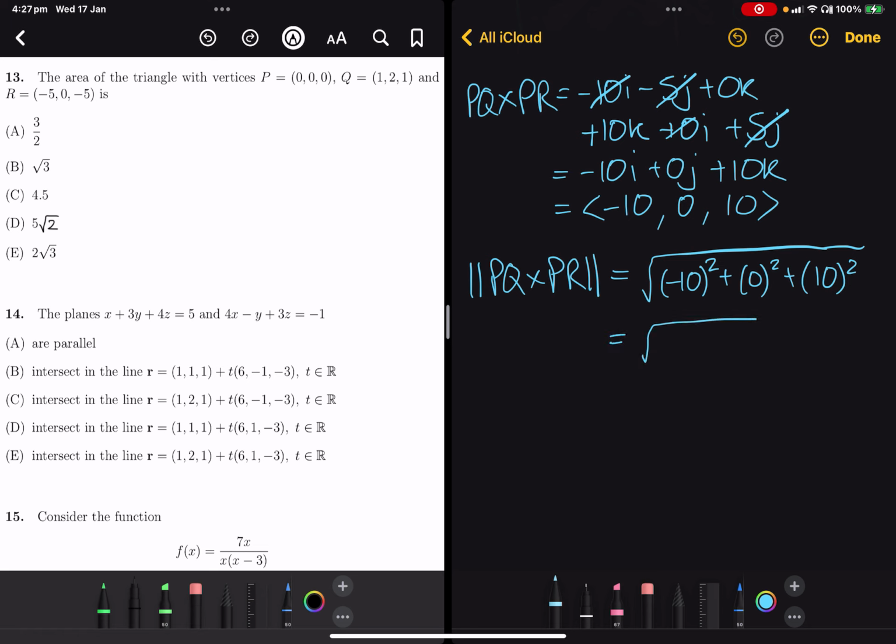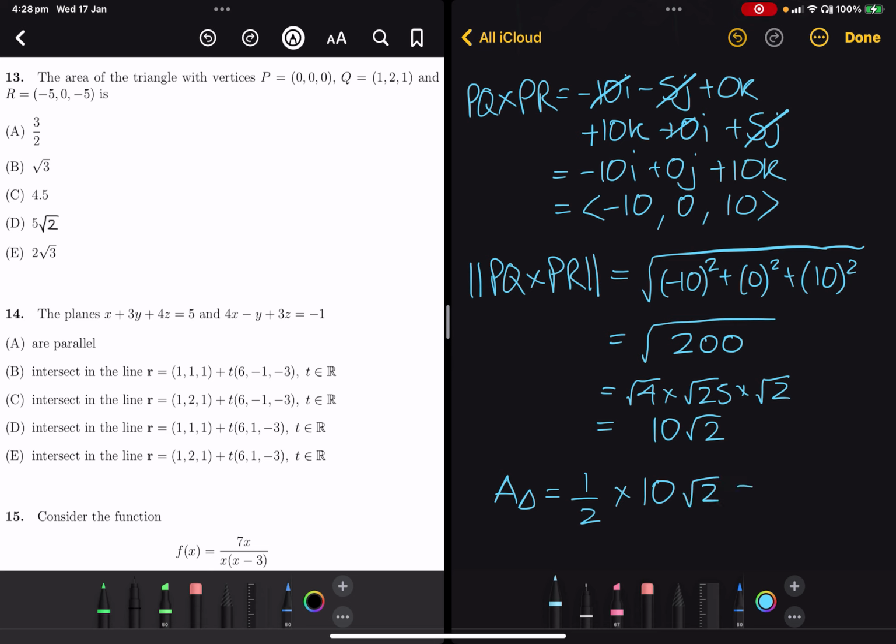So this is equal to the square root of 200. This becomes, let's see, square root of 4 times square root of 25 times square root of 2, because 25 times 2 is 50, 4 times 50 is 200. Square root of 4 is 2, the square root of 25 is 5. 2 times 5 is 10, so this is 10 root 2. Now the area of the triangle is 1/2 times this value, 10 root 2. This is 5 root 2. And this is in fact answer D.